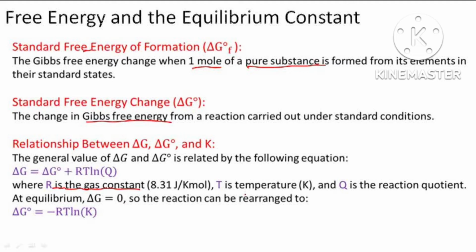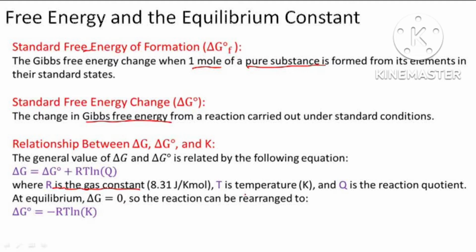Now, I have told you how this delta G value, standard delta G, is related to K. And one thing you already know: delta G is equal to delta H minus T into delta S. It means delta H minus T into delta S is equal to minus RT ln K.